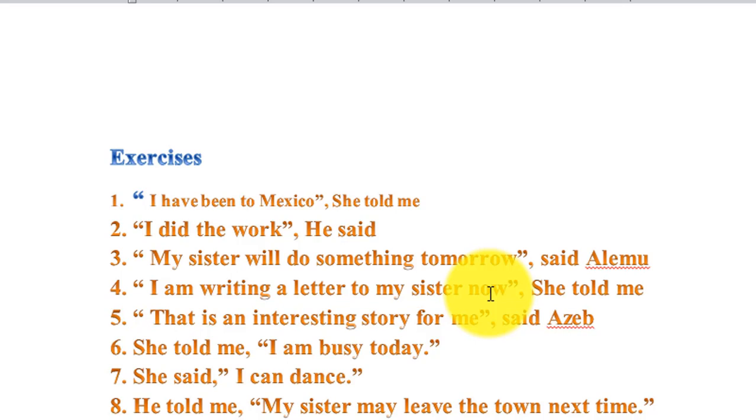She told me that she was writing a letter to her sister. Then the complete report, number 5: "That's an interesting story for me," said Adib. Here I used the present tense, which is present tense. If it is present tense, where do I change it? To past tense. Adib says that was an interesting story.